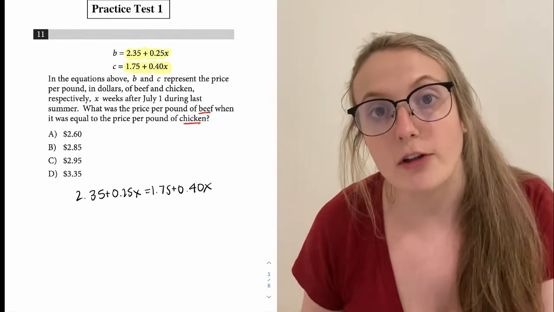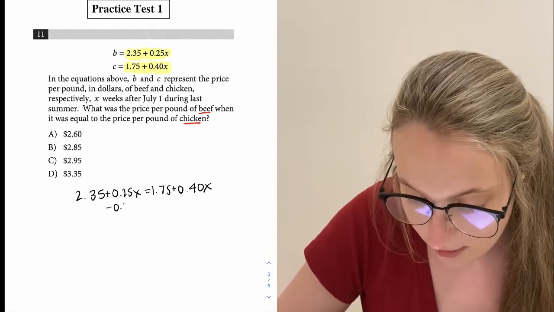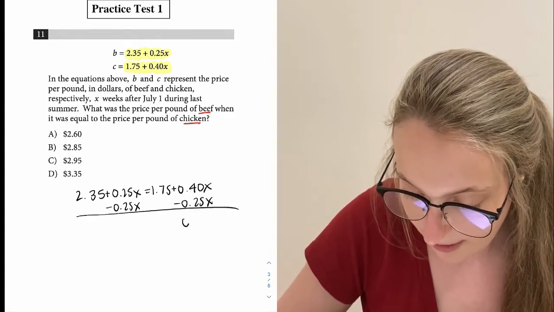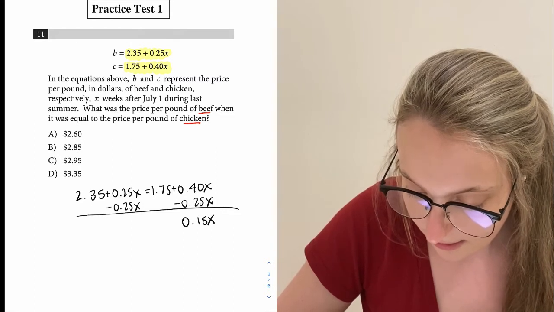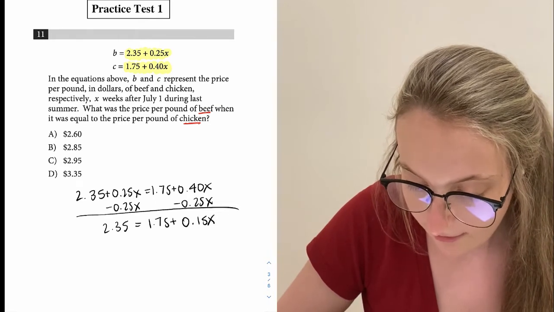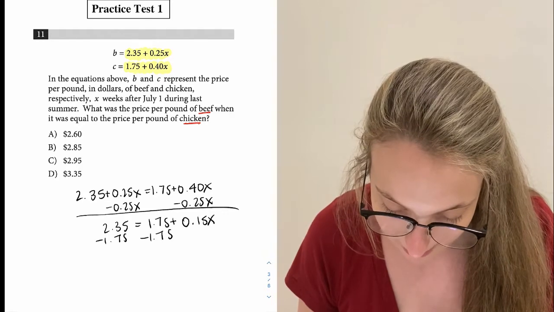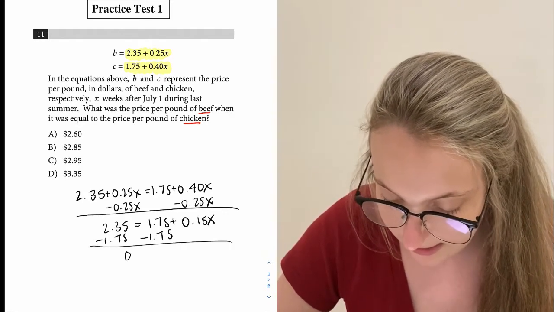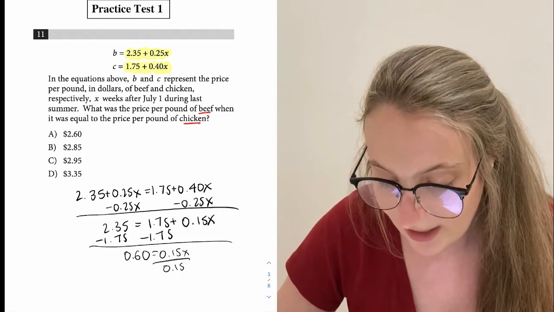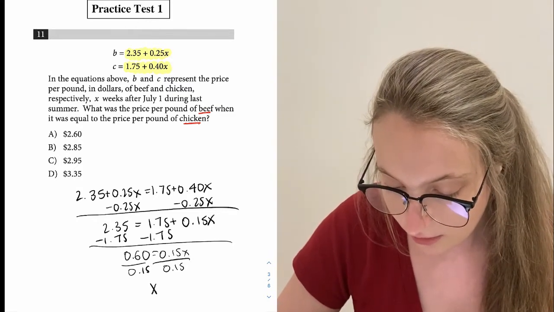All right, so we're going to want to move all the numbers to one side, all of the variables to the other side. So let's subtract 0.25x. We get then that 0.15x is being added to 1.75, and that's going to be equal to 2.35. So let's subtract 1.75 on both sides. Let's see, 2.35 minus 1.75, that's going to be 0.60 is equal to 0.15x. We don't have a calculator here, but this is basically just 60 divided by 15 technically. So we know then that x is equal to 4.